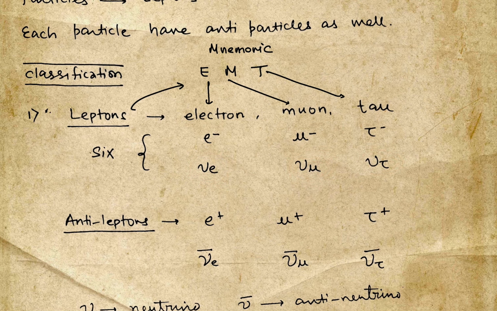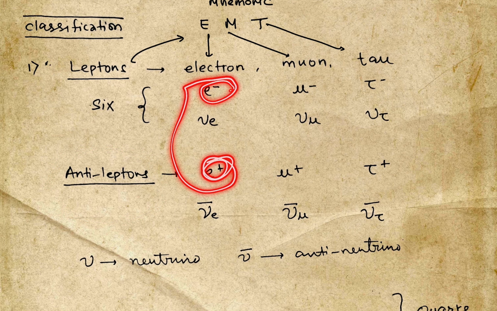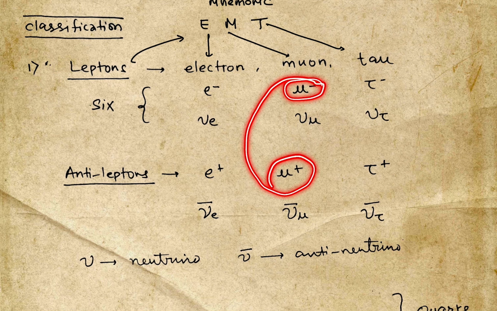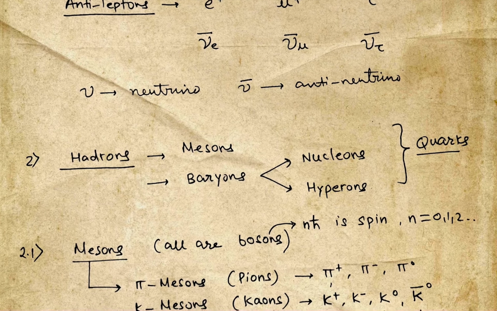These are three counterparts. So in total till now we have six leptons, and for each lepton we will have anti-leptons as well. For the electron you have the positron, for the muon you have mu plus, for tau minus you will have tau plus. And for each kind of neutrino you will have an anti-neutrino. If this nu is a neutrino, then we put a bar to indicate the anti-neutrino. So that is it.